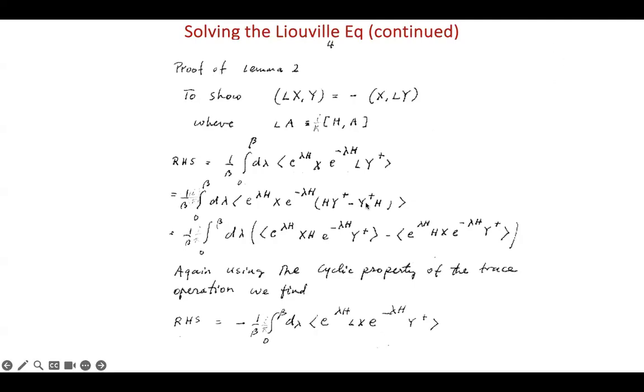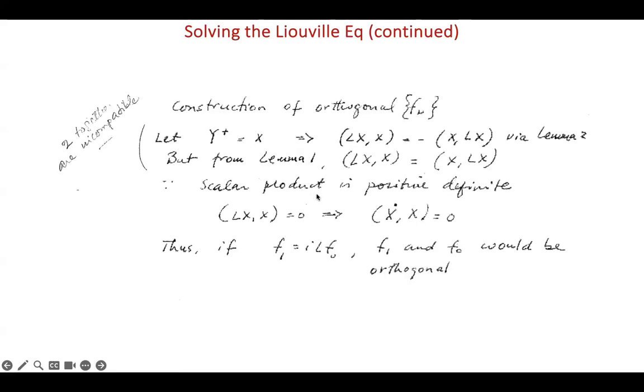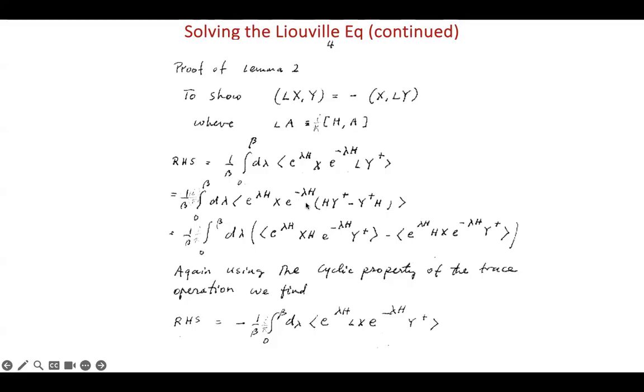Okay, so once I have that, then I split up these two things properly. So d lambda e to the lambda h x h, because this h is transparent through this e to the minus lambda h, h and h commute. So I can take this h and send it through the e to the minus lambda h on the other side. So x h e to the minus lambda h y dagger. This is the y dagger, same y dagger is here. Minus, again, e to the lambda h x e to the lambda h.